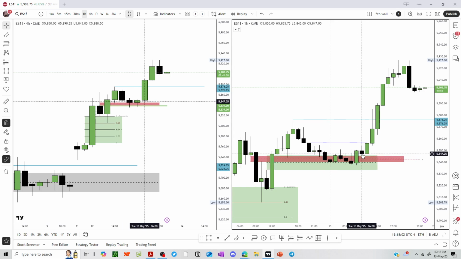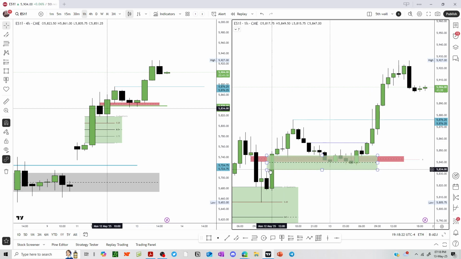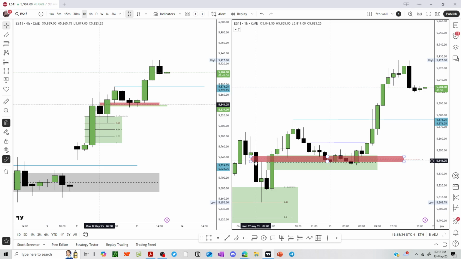Same situation. And you can always say in this situation that the bodies tell the story and the wicks do the damage, because that's what that is here. The wicks went down, and the bodies, both the 0600 hour and the 0700 hour candles, stayed above the high of that fair value gap. So it all depends how you see it: fair value gap bullish, inverted bearish fair value gap, or a balanced price range.